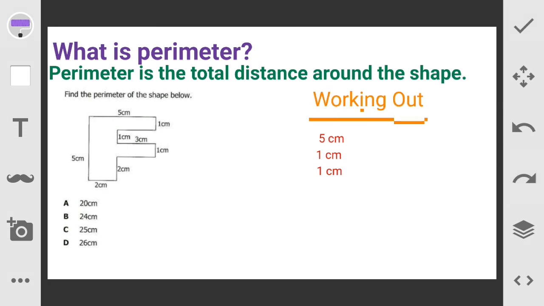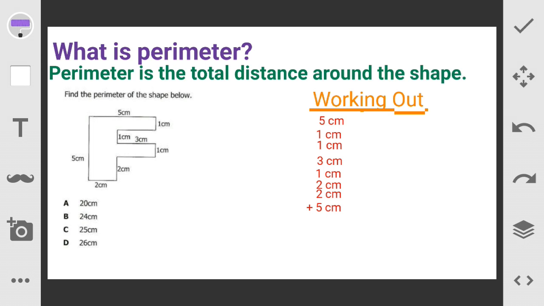Let me just adjust, it seems like space is not enough here. Okay, try to squeeze them. So we are going to write 3 centimeter there. After we have written 3 centimeter, again we come to 1 centimeter here. After I've written 1 centimeter there, we'll come to 2 centimeter, again 2 centimeter. Then at the end we write 5 centimeter.